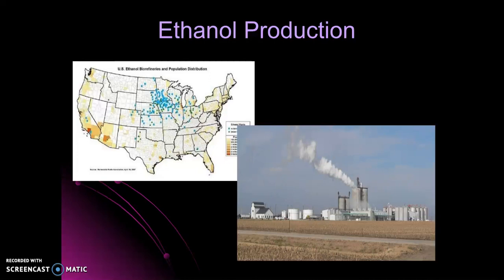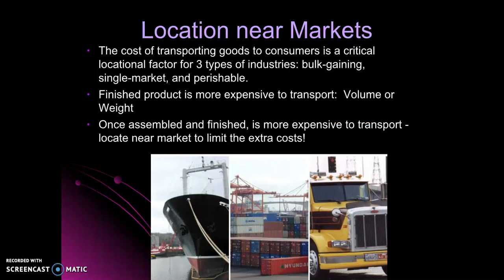This is to take advantage of the fact that we grow our corn right here. So we want to have our ethanol factory right next to that corn, so that we're not wasting money transporting the whole kernel when we only want the oil part of that kernel out. Again, bulk reducing. All right, let's talk about who locates near the market.